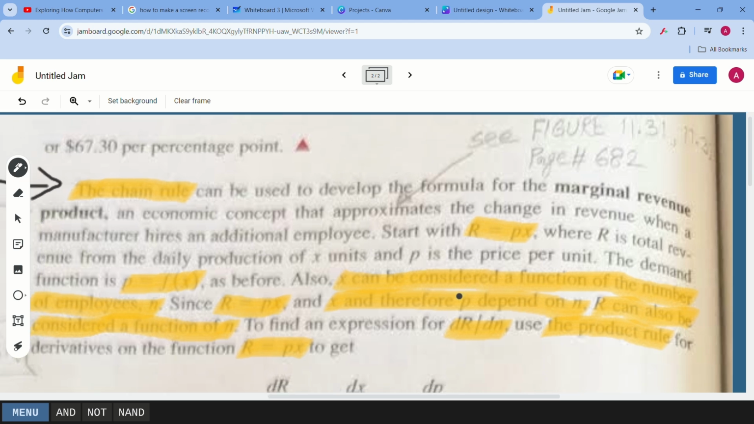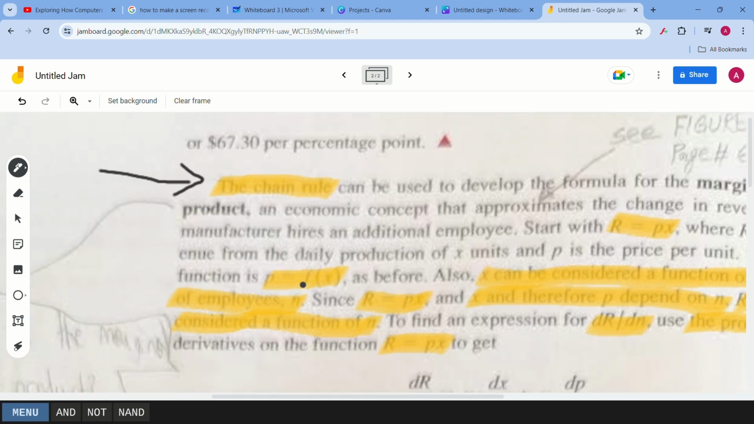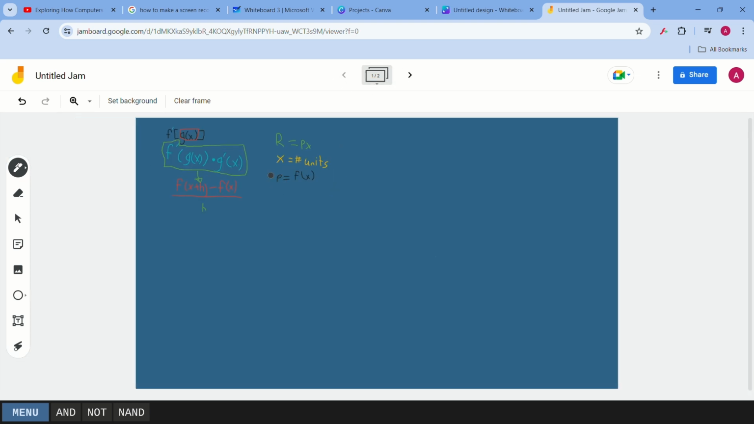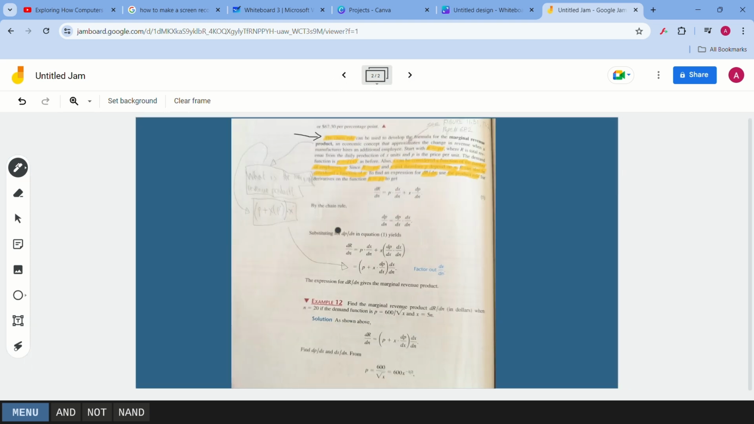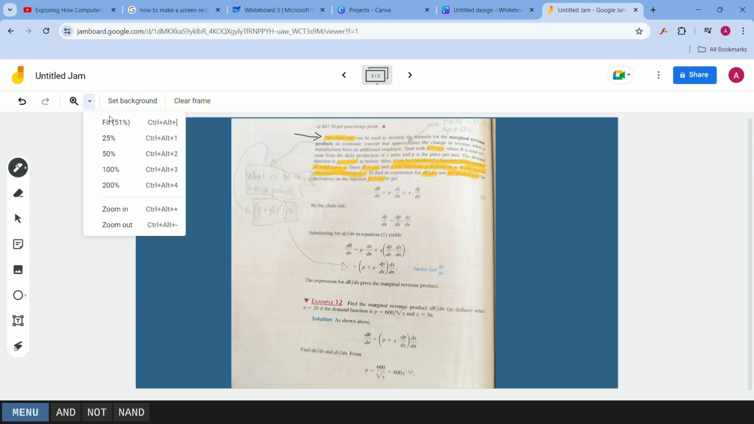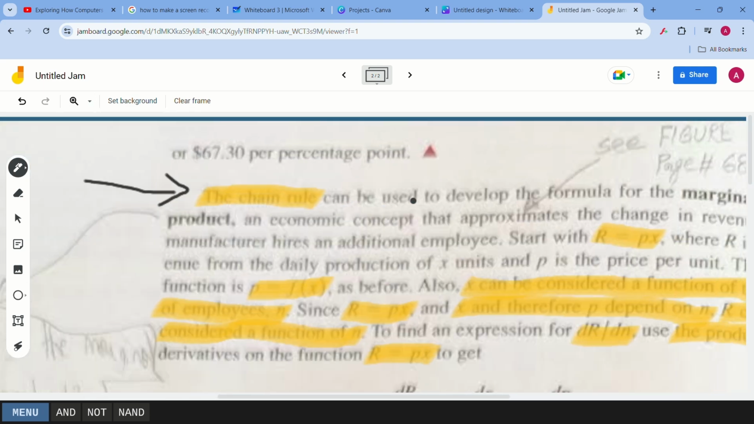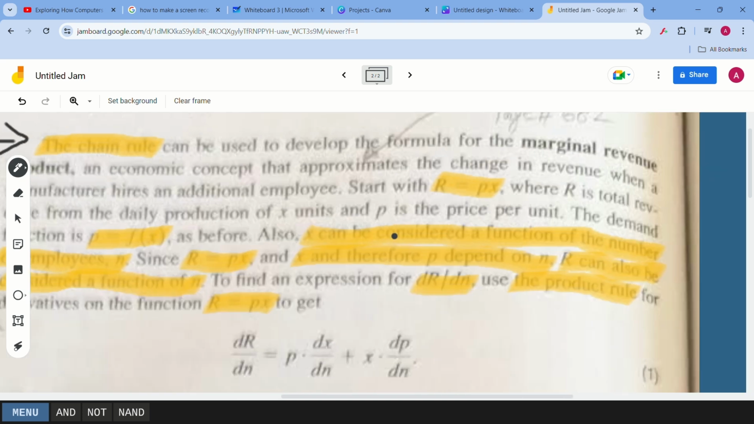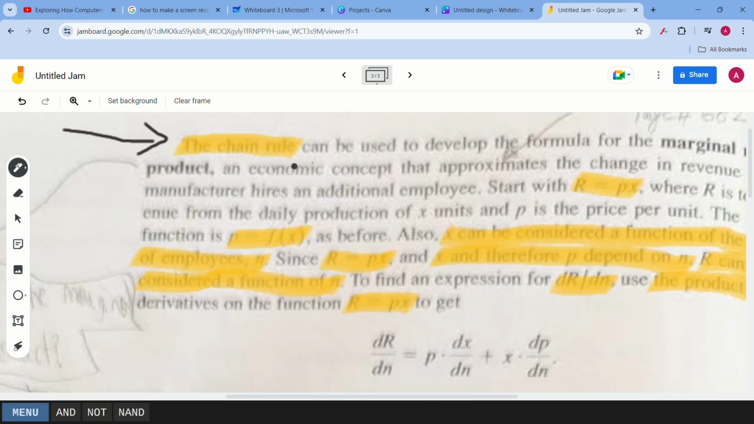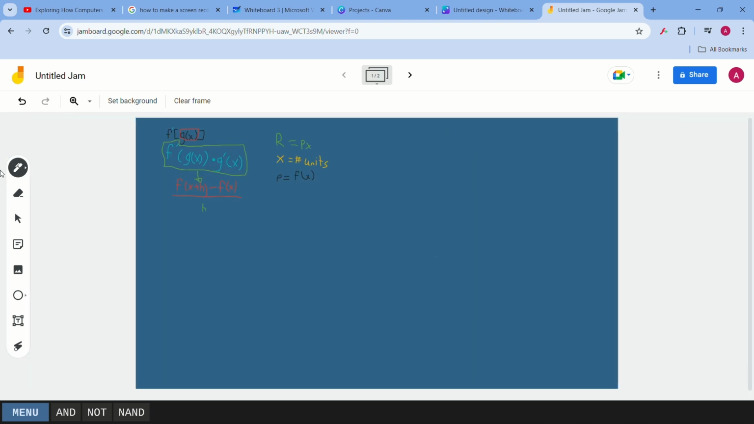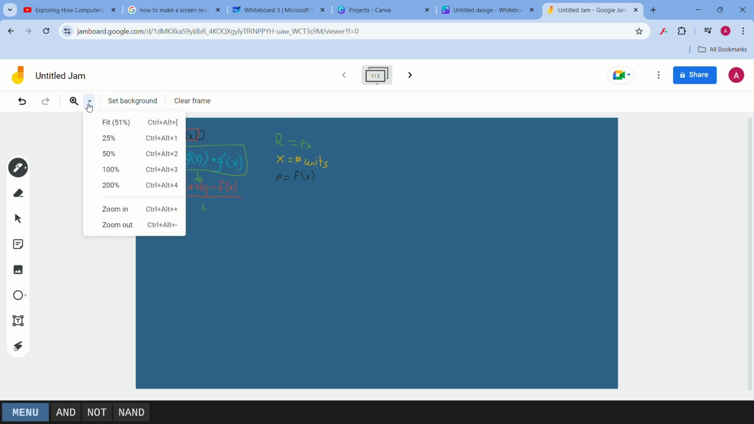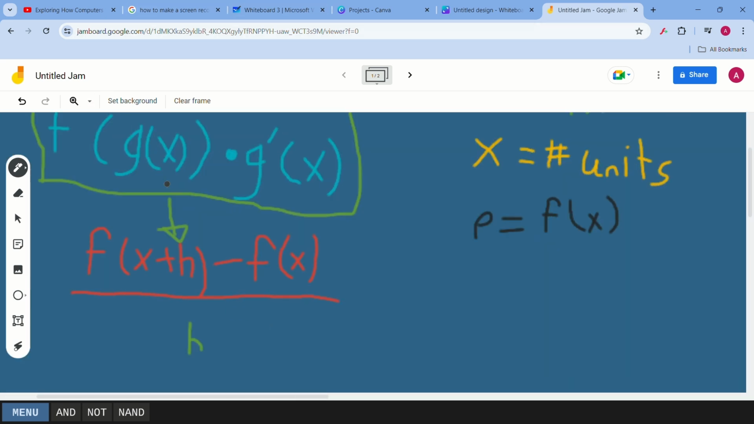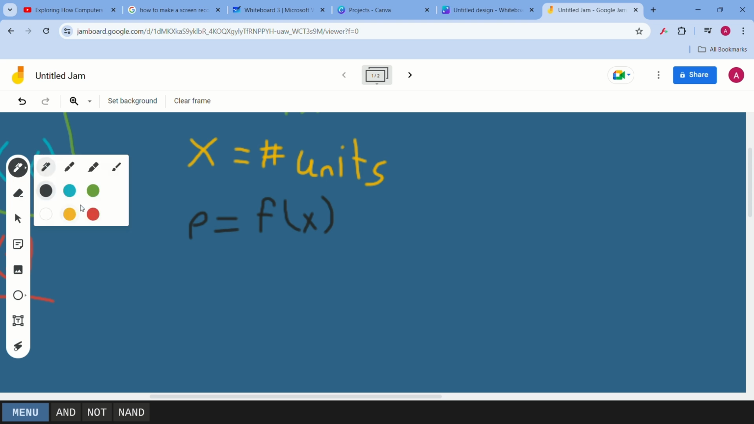Okay, the demand function is p equals f of x, as shown here. And also, x can be considered a function of the number of employees n. So that's another note I should probably put here. You should remember as well.